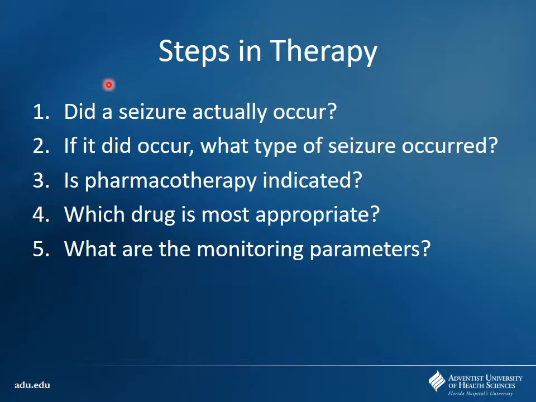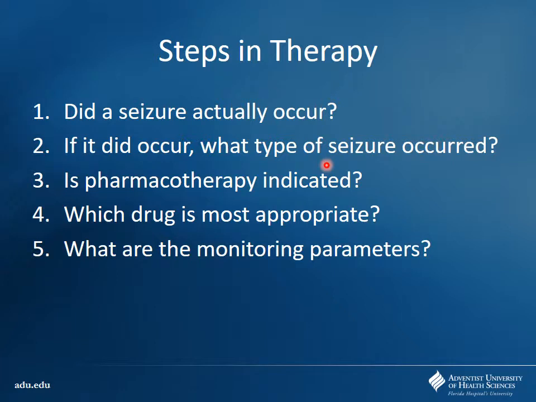So the question is, did a seizure actually occur? Say you find someone who had a syncopal episode, you find them on the ground. The question is, well, how did they end up like that? Was it an arrhythmia? Was it a seizure? You do that workup. If a seizure did happen, if you're confident in that, what type of seizure was it?